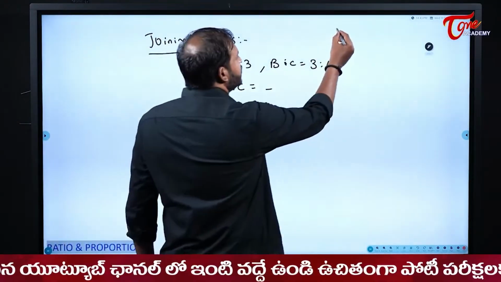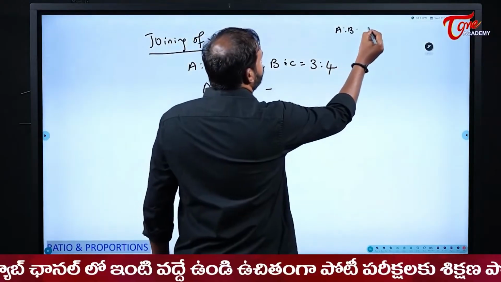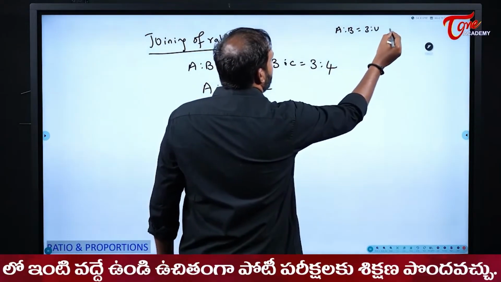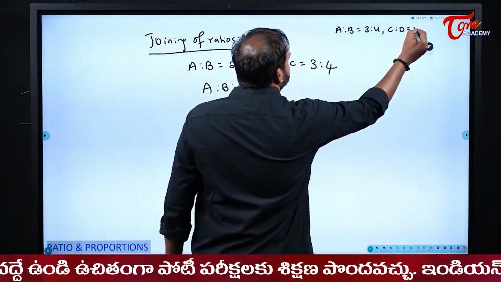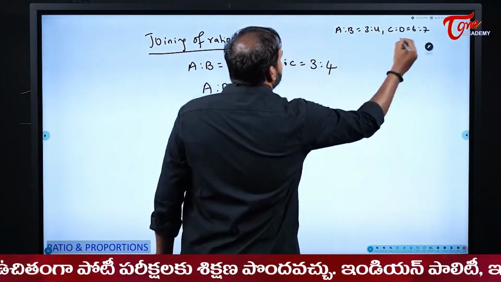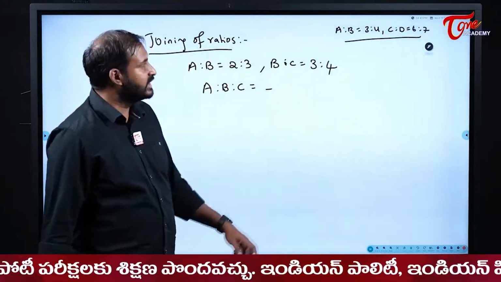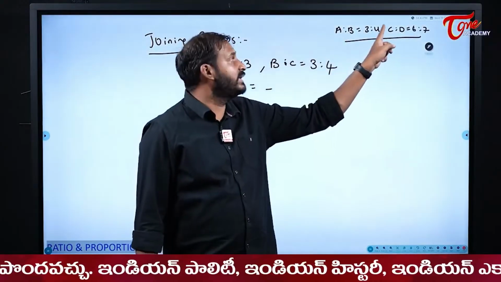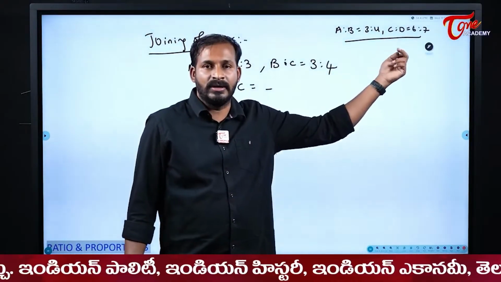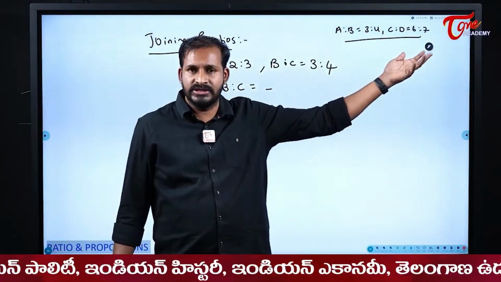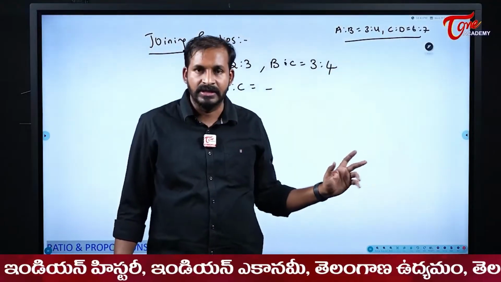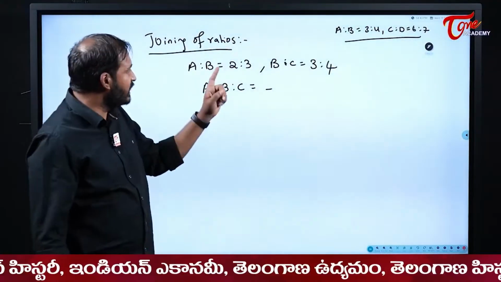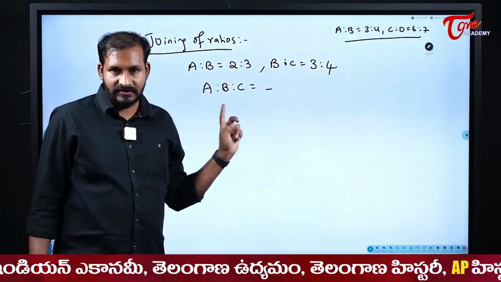For example, if I have something like this, A is to B is equal to 3 is to 4 and C is to D is equal to 6 is to 7. I can never join these two ratios. The reason is I don't have a common element between these two things. Here I have AB, here I have CD, but I don't have a common thing, so I cannot write A is to B is to C is to D, which is impossible for me. So to join two ratios, definitely we should have a common relation between them.